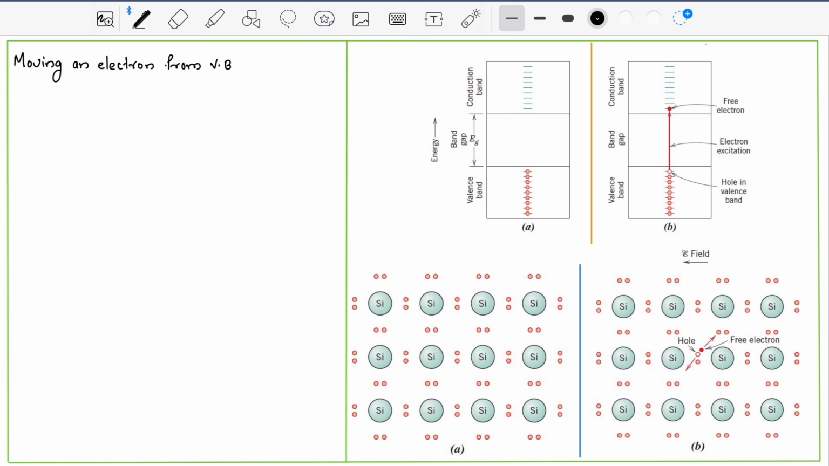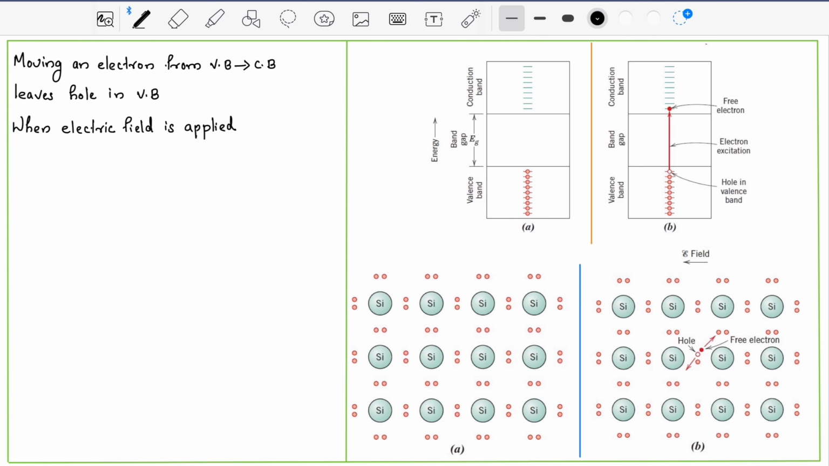Now, what happens when you move an electron from the valence band to the conduction band? Moving an electron from the valence band to the conduction band leaves a hole in the valence band, which is shown in the figure. When the electron is promoted across the band gap into the conduction band, it leaves a hole in the valence band. Now, this electron in the conduction band will become the free electron.